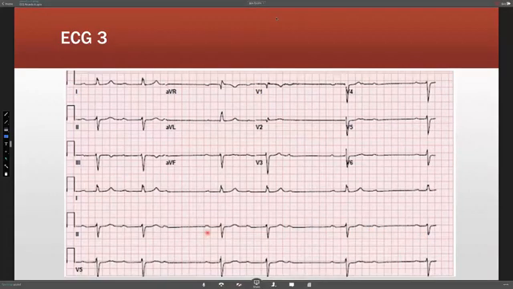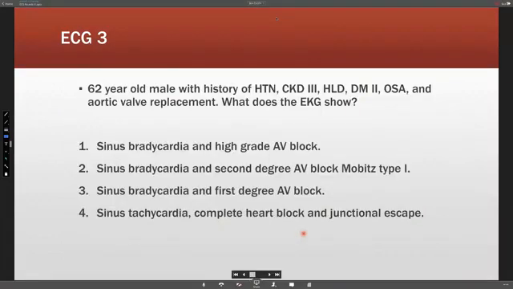Here it's a progressive prolongation and a dropped beat, which equals second degree type 1. So second degree AV block type 1, Mobitz type 1, which is Wenckebach. Okay. Any questions about this?